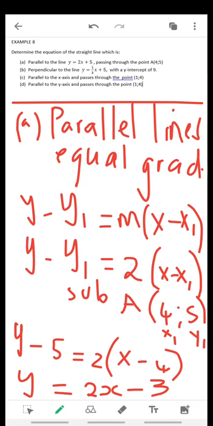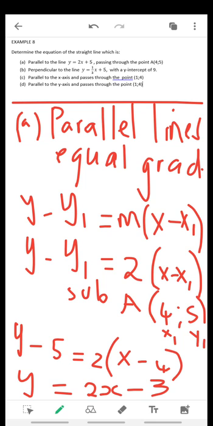Now, what do we know? If the line that we are looking for and the line that is given are parallel, they have the same gradient, meaning we are still going to use that 2 because the gradients are equal. Okay, parallel lines have equal gradients. That's why you see me substituting a 2. So y minus y1 equals m times x minus x1 is the form of the equation of a straight line that I'm using. And substituting the gradient, I have y minus y1 equals 2 times x minus x1.